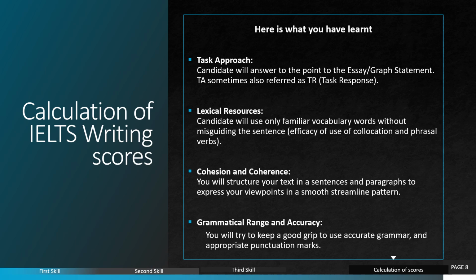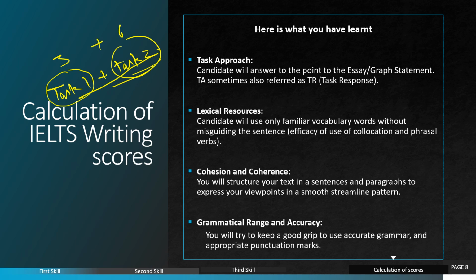Now the last one is the calculation of the IELTS scores. So task 1 and task 2, both the tasks are calculated together. The weightage of task 1 is 3 and task 2 is 6. Overall they are making 9 bands.